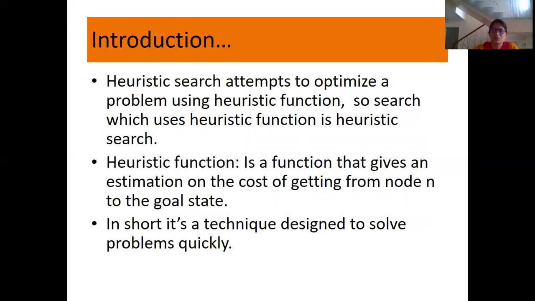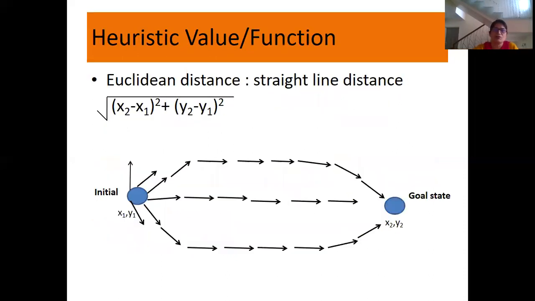Given a problem to reach from one location to another location, we need to travel the minimum distance. Here the heuristic function helps you in selecting a path to reach the goal state with minimum cost. So in short, it's a technique designed to solve problems quickly. Whenever you want a quick answer, you can always go for heuristic functions or heuristic values.